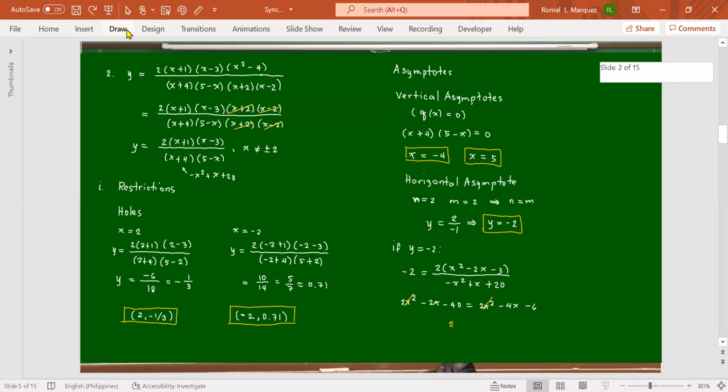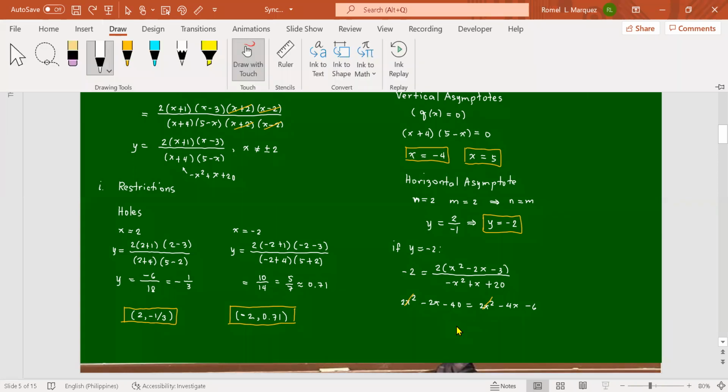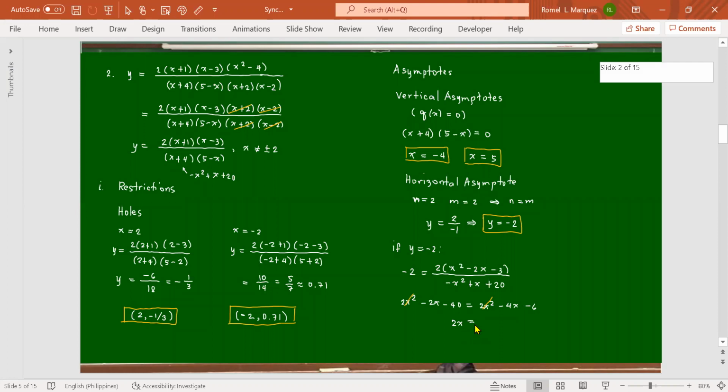Am I right, guys? Equals what, guys? 30? 36. 34. What is x? 17. So what is the intersection? Very far, no? 17, negative 2. So that is the intersection of the horizontal asymptote and the graph. Horizontal asymptote can be intersected, huh? Vertical asymptote and slant asymptotes are never intersected by what? By the rational function. Okay, guys?